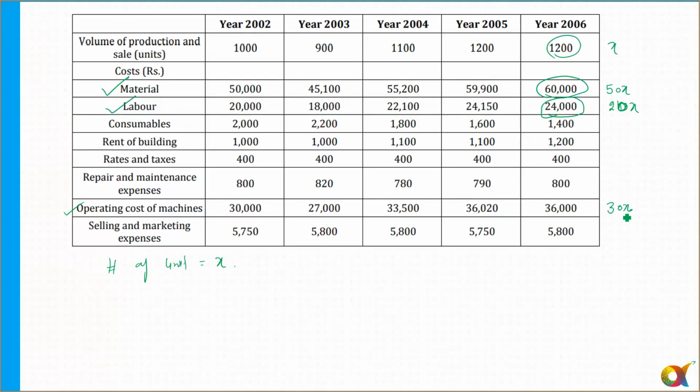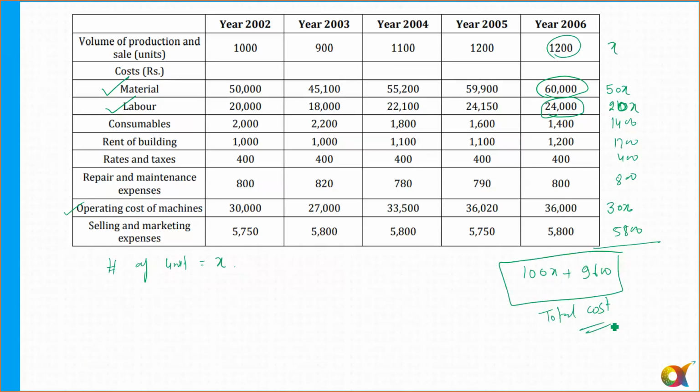So operating cost is 30x, and the rest all of them are fixed. So the rest I can say 1400, 1200, 400, 800, and then 5800. I need to use the data of 2006 that is given. So what is the total cost overall? Add all of them. The total cost will be equal to 100x plus adding all the values, that is 1400 plus 1200 plus 400 plus 800 plus 5800, which comes out to be 9600. So the total cost is equal to 100x plus 9600, and this is the information which I will use in all the questions.